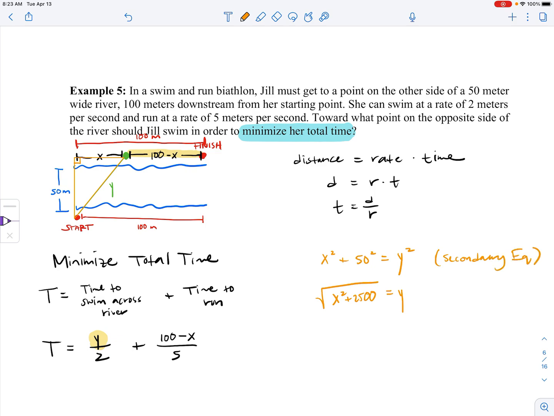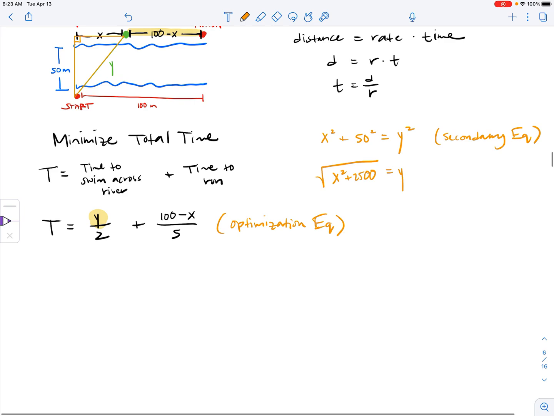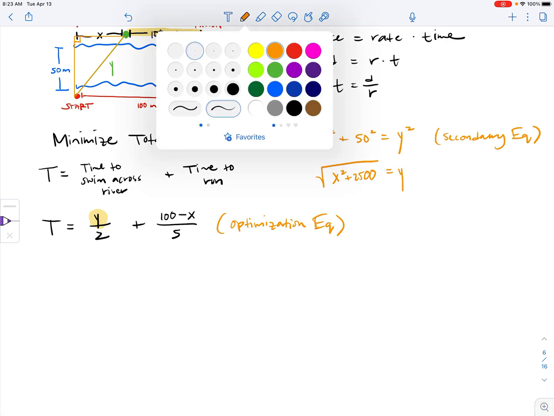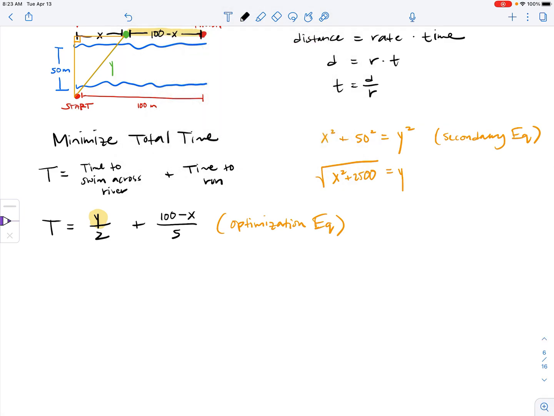So this is my secondary equation. We have solved for y so that in our optimization equation, we can replace the y. Okay, so we would have t equals the square root of x squared plus 2500 divided by 2, plus 100 minus x over 5.